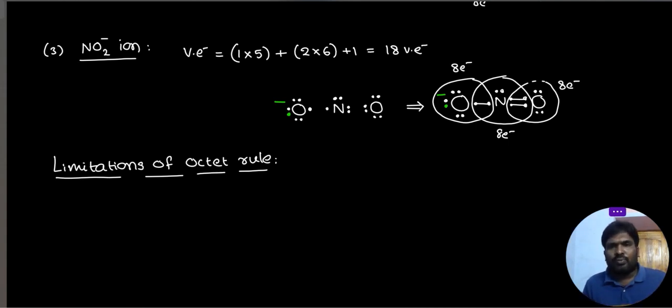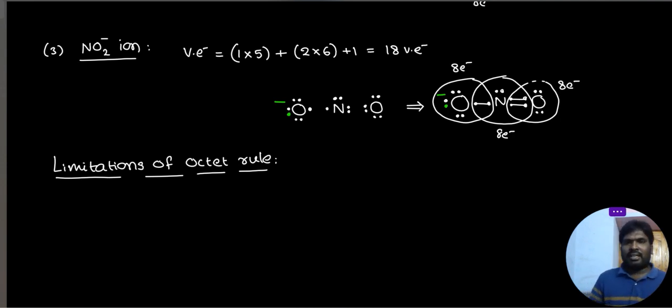So the octet rule, though useful, is not universal. It is quite useful for understanding the structures of most of the organic compounds. And particularly it applies mainly to the second period elements of the periodic table: lithium, beryllium, boron, carbon, nitrogen, oxygen, fluorine.